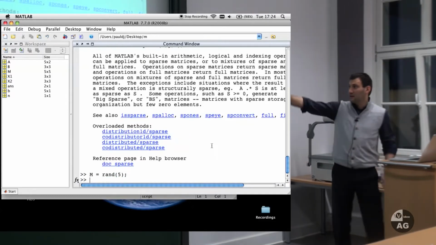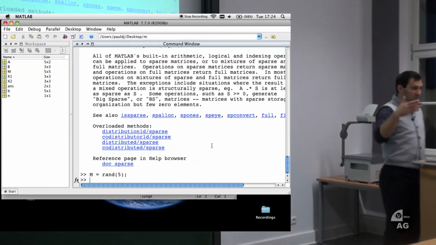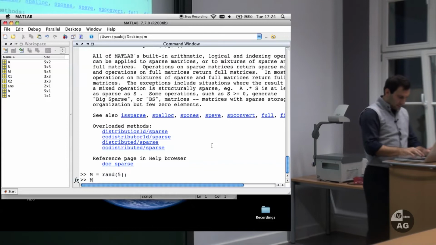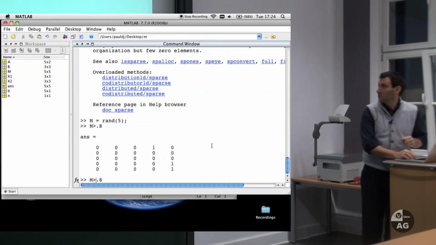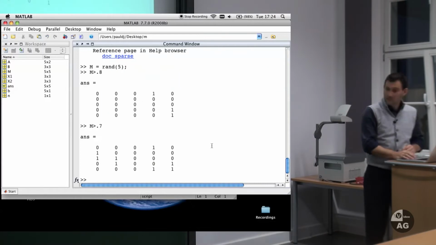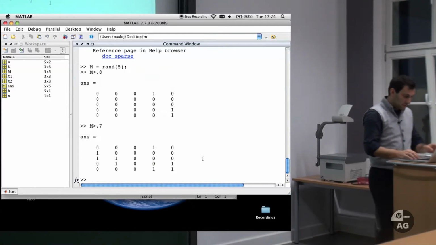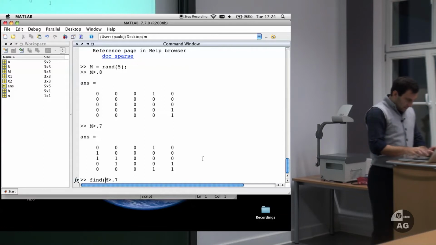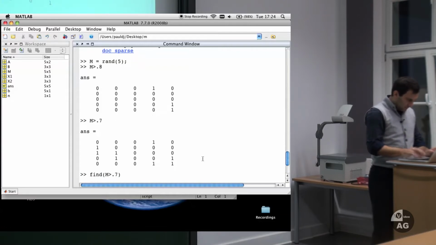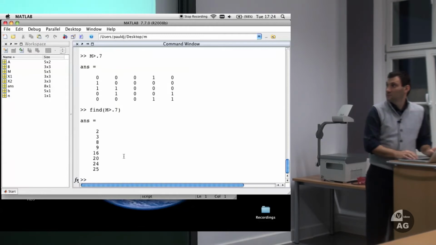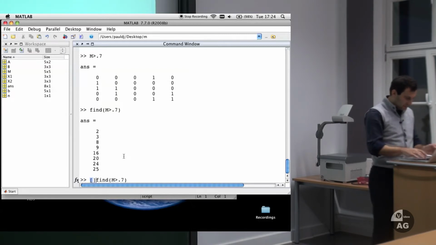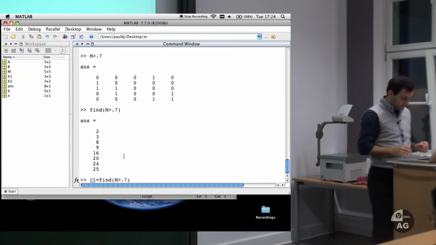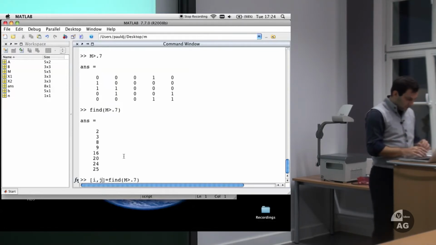Okay, we know that the entries of M are all between 0 and 1. Let's look, for instance, at the entries that are greater than 0.8. Okay, too few of them. 0.7. All right, they are a little bit sparse here and there. So now I can ask Matlab to find these entries, and these are the indices by column. But you know how Matlab is: if you pass a different number of entries, you get different objects.